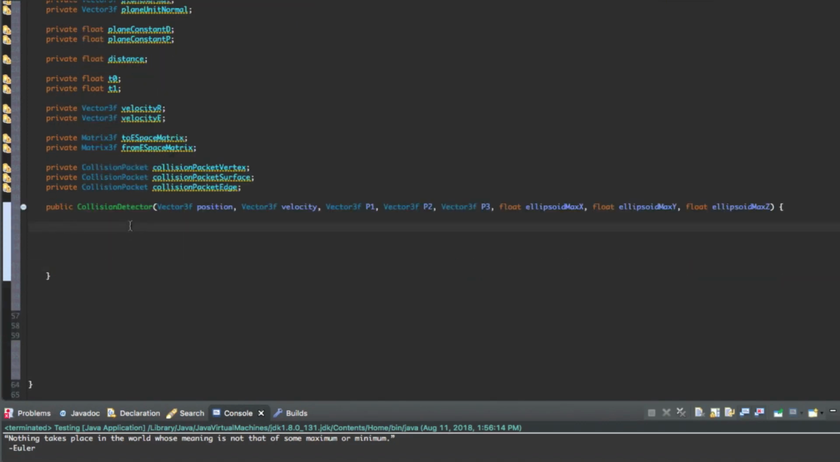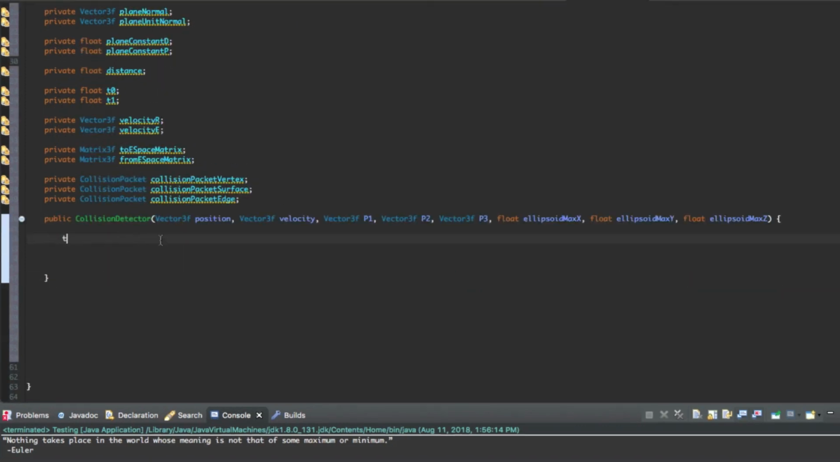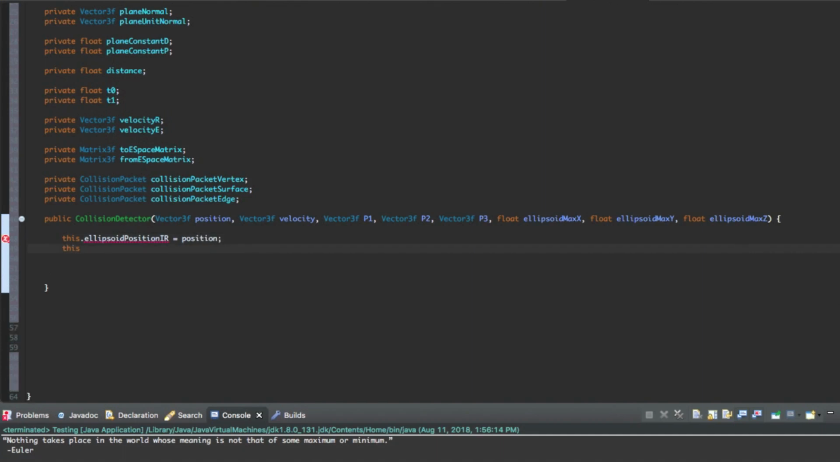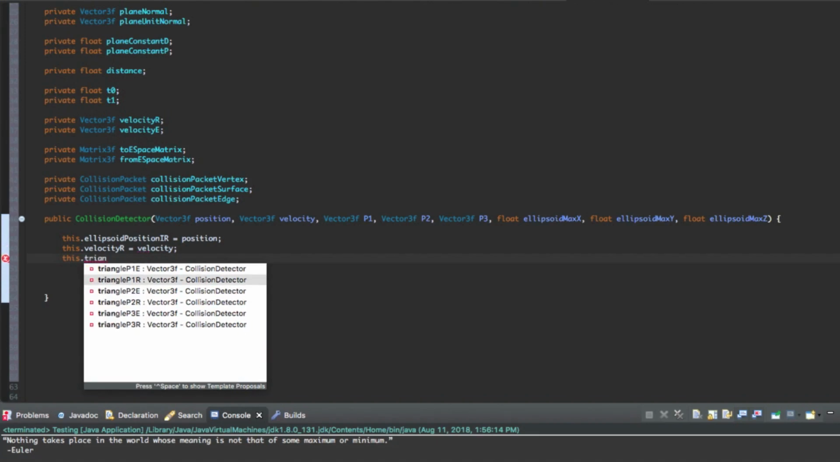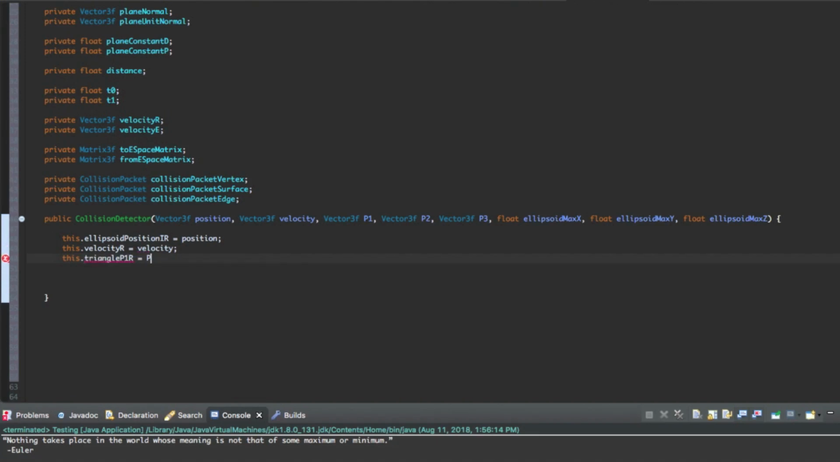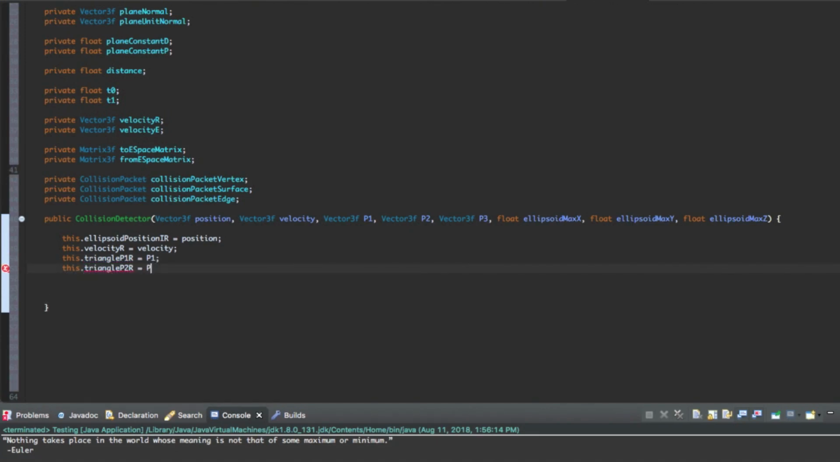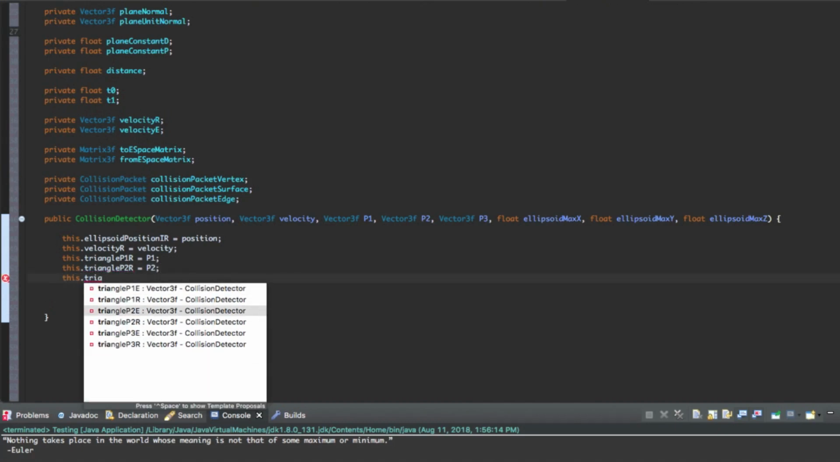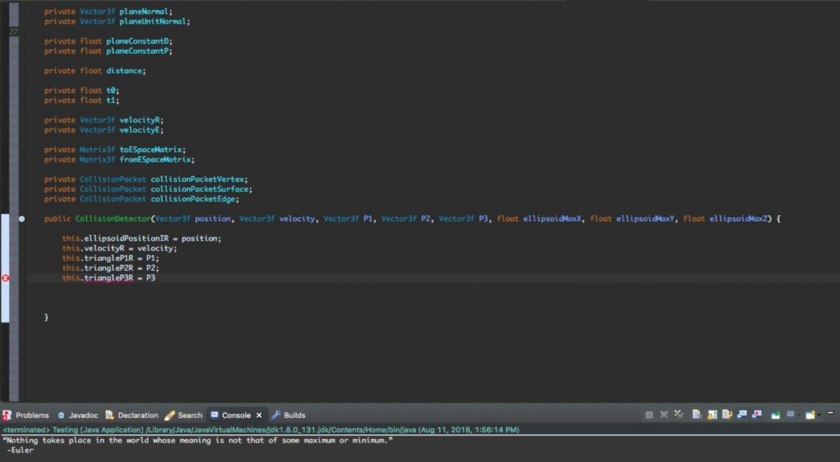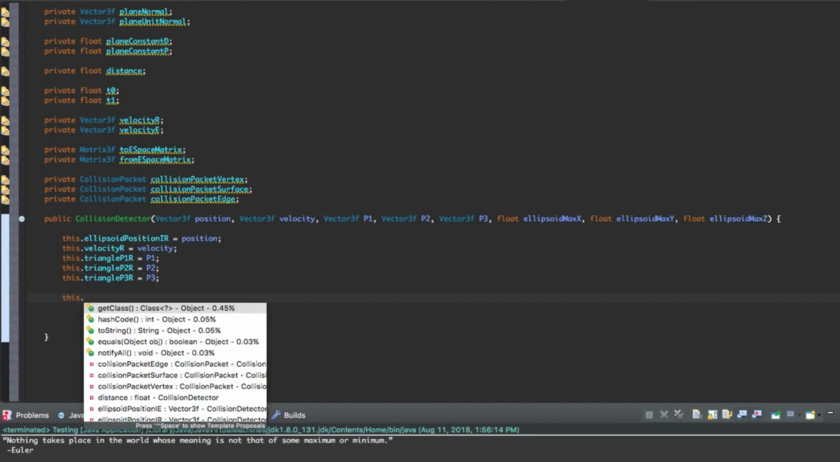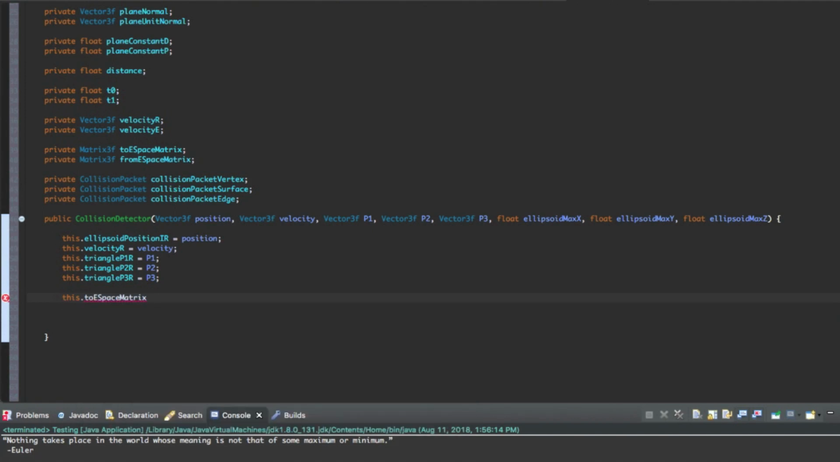So inside, we will just quickly set our variables equal to the constructor's arguments. So this.ellipsoidPositionIR is equal to position, and this.velocityR is equal to velocity. And actually in my version of this, I'm getting these values from the player, of course, rather than feeding them in. I would say that this.ellipsoidPositionIR is equal to player.getPosition, and this.velocityR is equal to player.getVelocity. So continuing on, we need to set the points of the triangle to the triangleP1Rs.